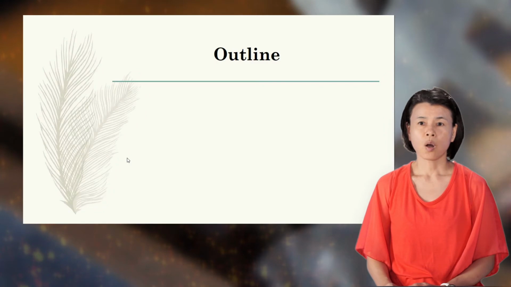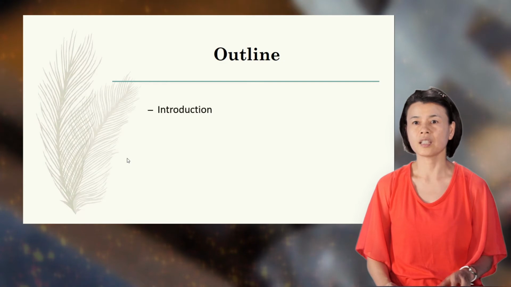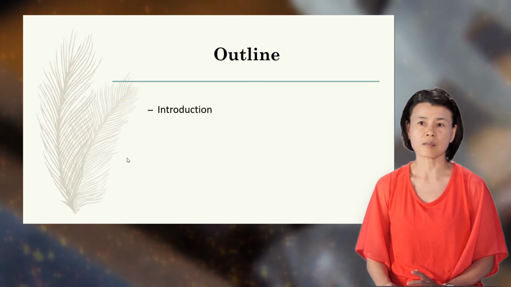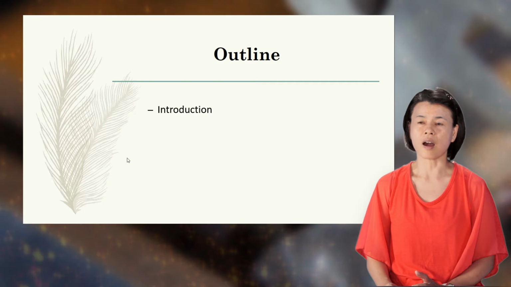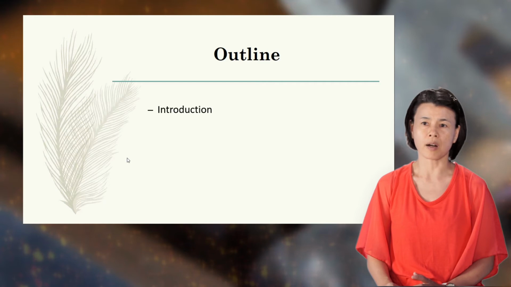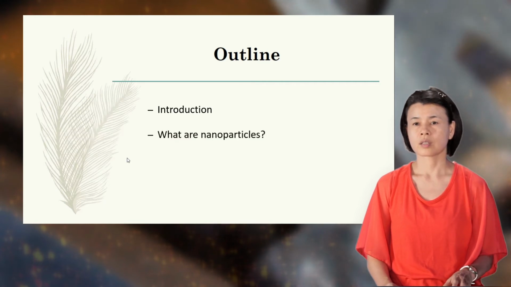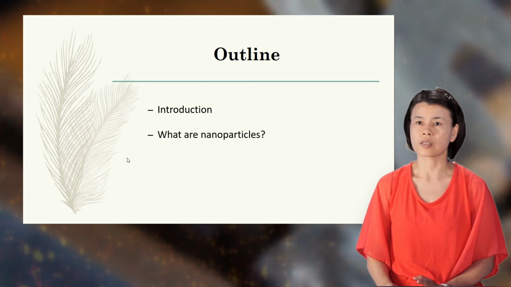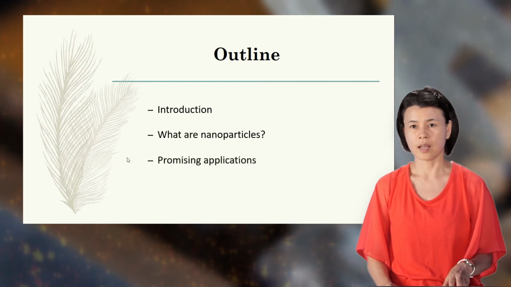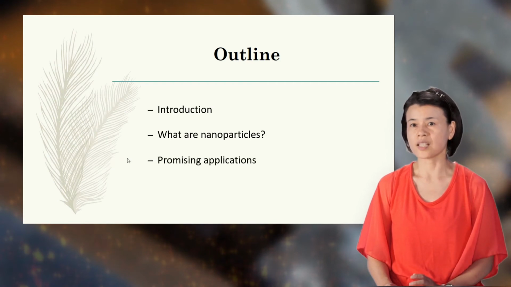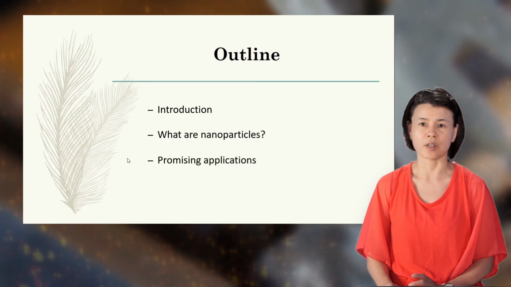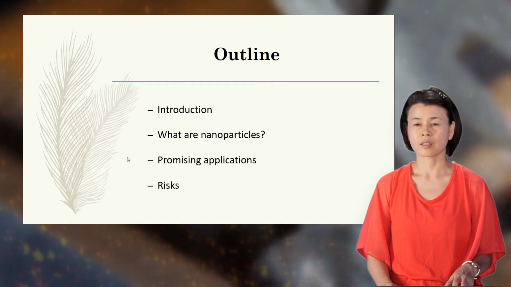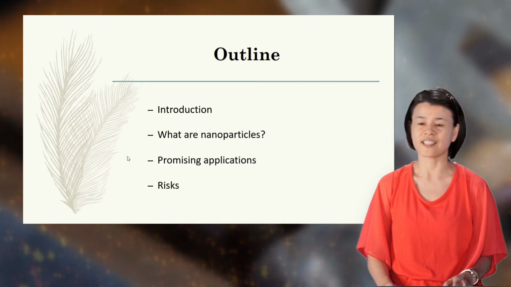Outline. What will this topic cover? So far, we have briefly introduced that size matters. When materials are at the nanoscale, they demonstrate different properties to large particles. Next, we will mention what nanomaterials are, the definition. Then, what are the promising applications of nanomaterials? Finally, what are the risks to these tiny things?